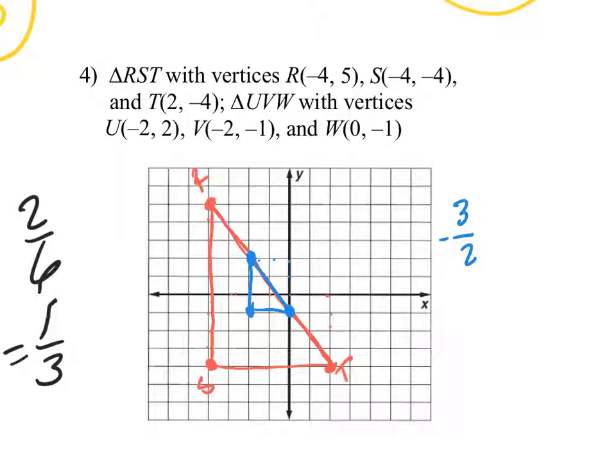Mm-hmm. Negative 3. We don't want to change it to a mixed number though right now. Okay, so I also put negative 3 over 2. So 1, 2, 3, 4, 5, 6, 7, 8, 9. 1, 2, 3, 4, 5, 6. So the red one is negative 9 over 6, which would reduce to the same thing. Okay.